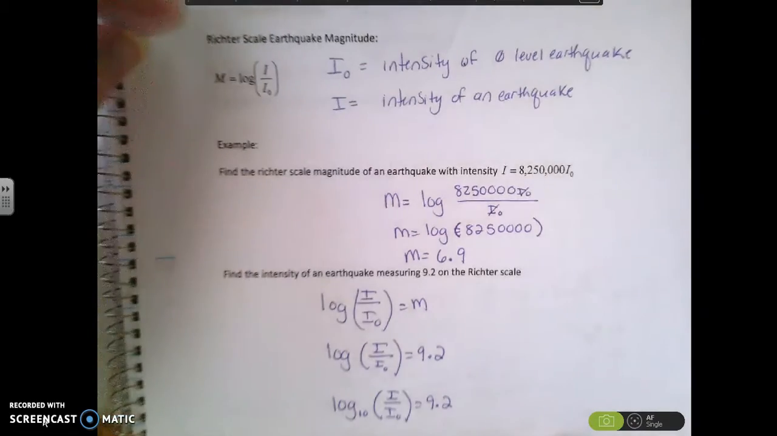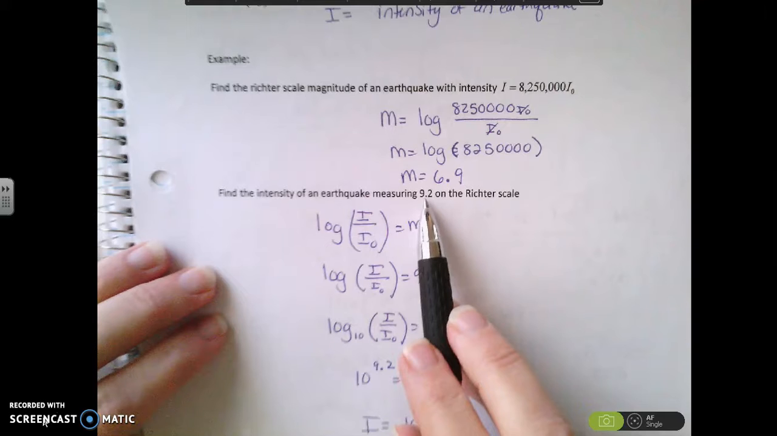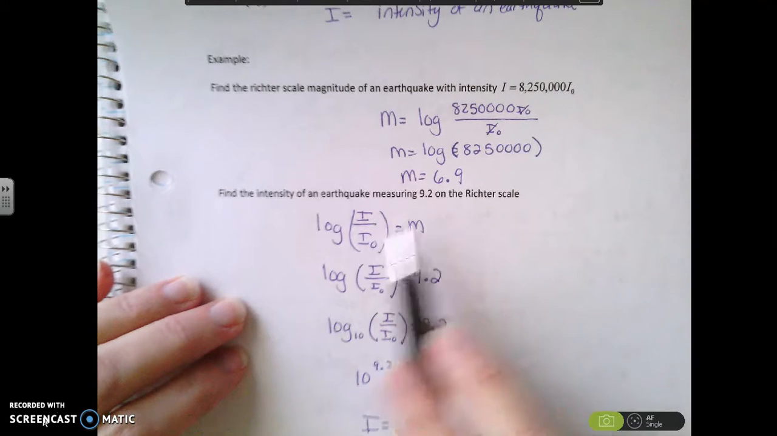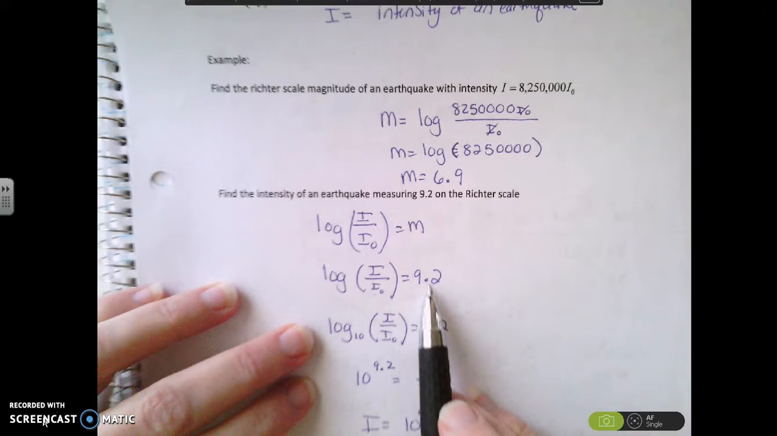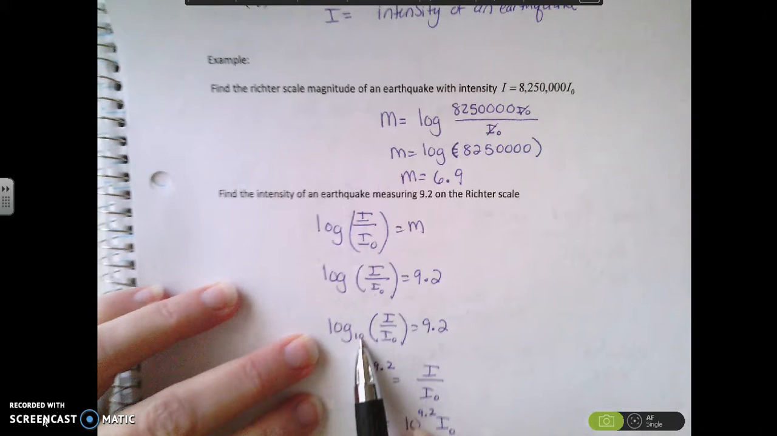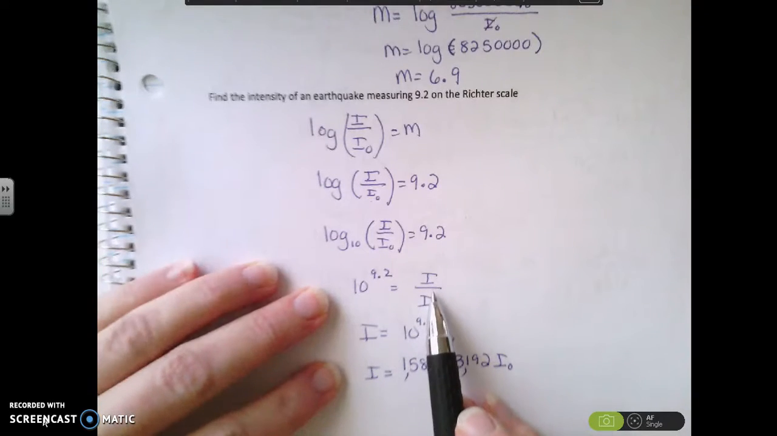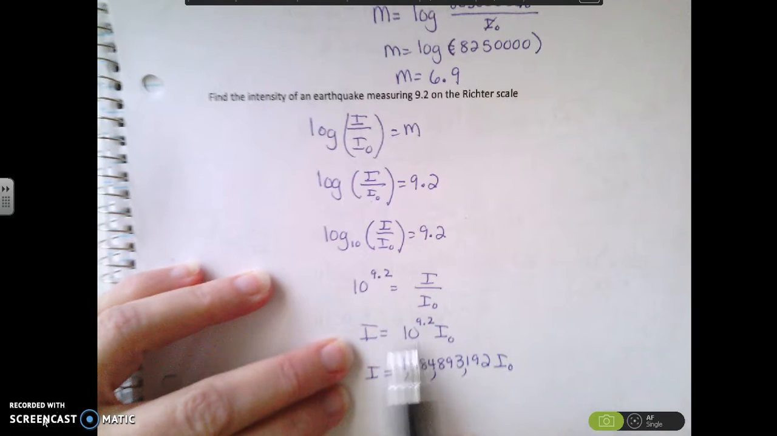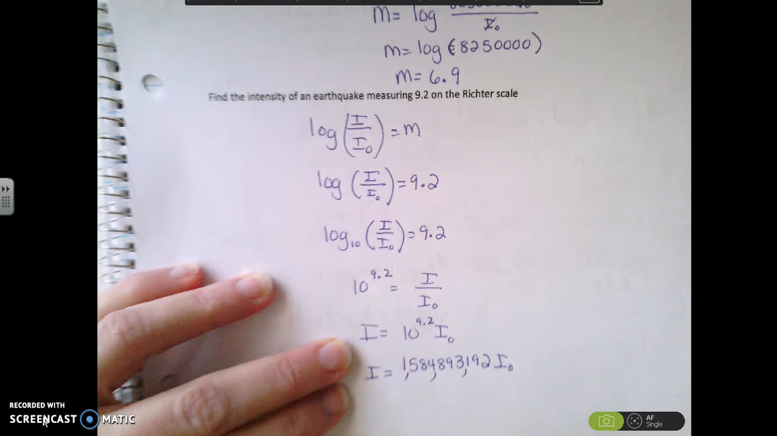All right, now here's another one. What if I have an earthquake and I say the magnitude's 9.2? What's the actual intensity? So I have log, here's my formula. I put the 9.2 here. This is a base 10 problem. So 10 to the 9.2 equals the intensity. And then I can go through and find that and put 10 raised to the 9.2 power, and that's how I come up with my intensity.